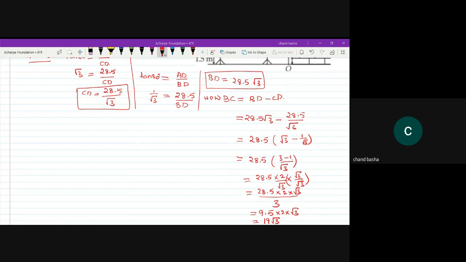All these problems are angle of elevation. All the problems we discussed are from angle of elevation only. So we'll try to have one question from angle of depression also. We can have one problem from angle of depression. Hope the previous question is also clear.